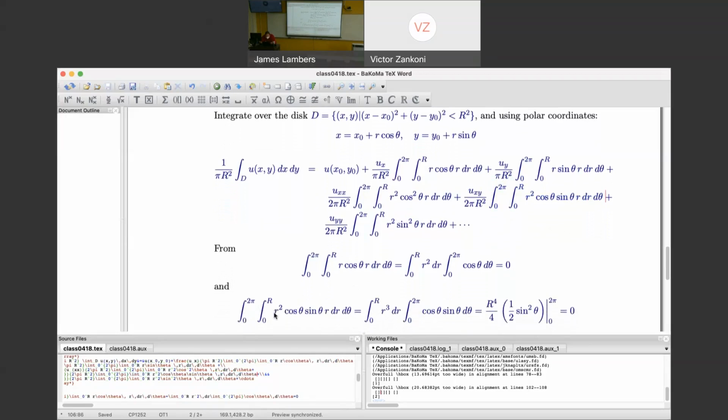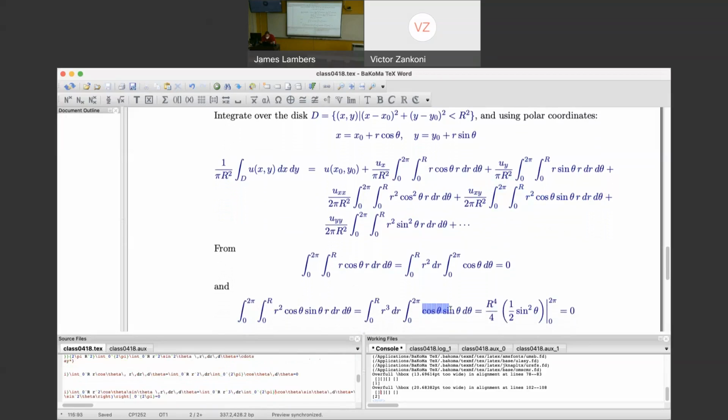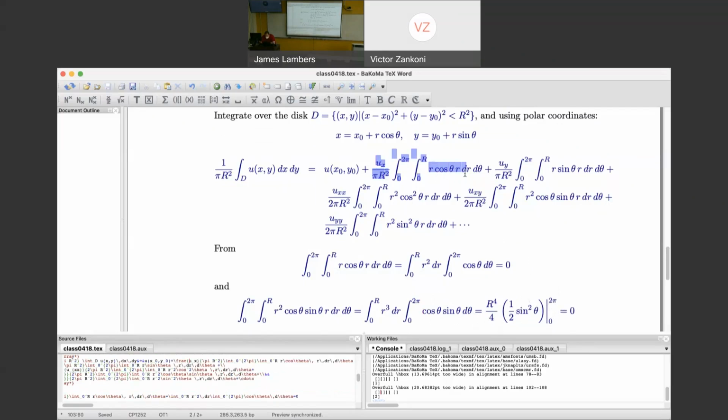That's worked out down here. Again, I can move things around, and I get the product of an integral with respect to r times the integral with respect to theta. And this integral right here can be worked out by u substitution. I can let u equal sine theta, because then du is cosine theta d theta. So then I can take the antiderivative for that one. And here again, I plug in the limits 0 to 2 pi, and I'm just going to get 0. So all the terms involving first partial derivatives go away. This term involving the mixed second partial derivative goes away.